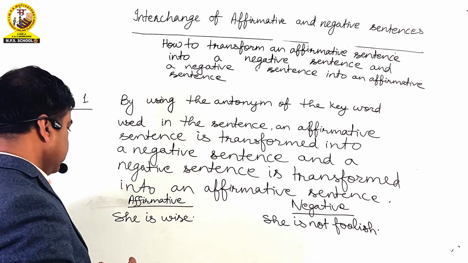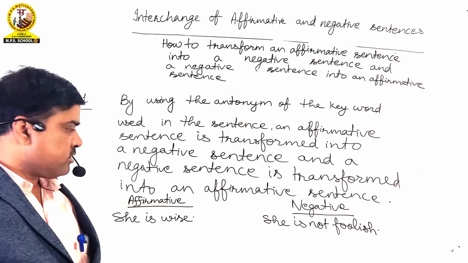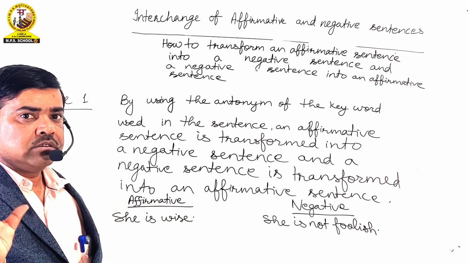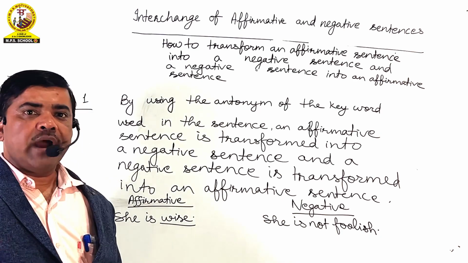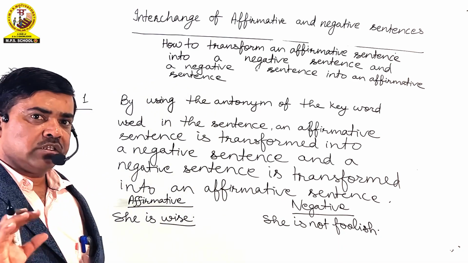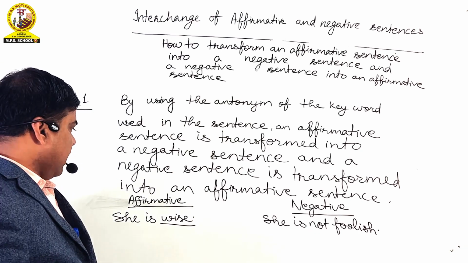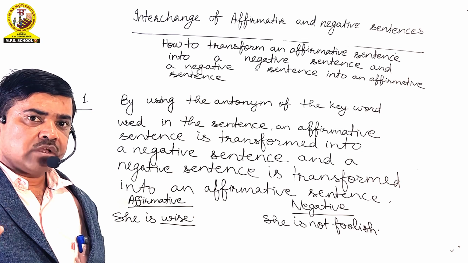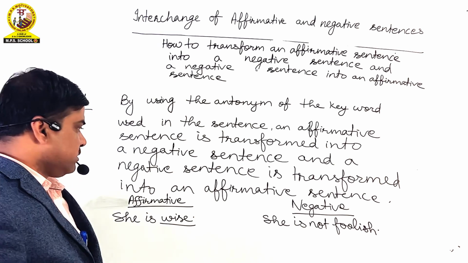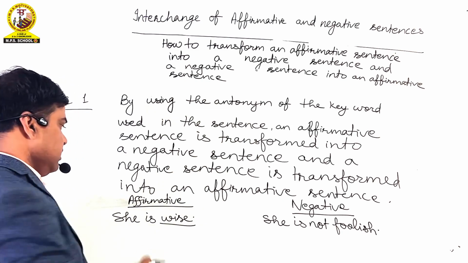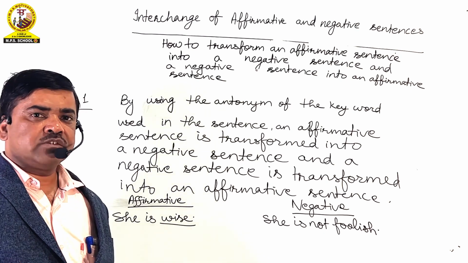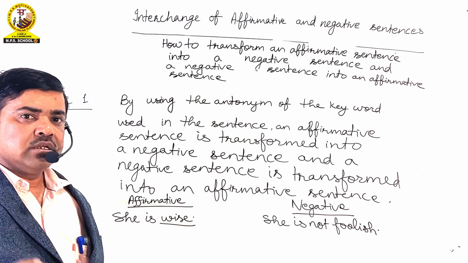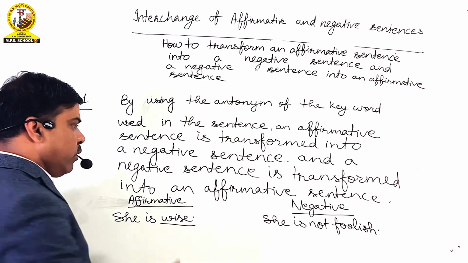For example, she is wise is an affirmative sentence and its transformation into negative has been made by using a negative word not and applying the antonym of the keyword wise, that is foolish. And so the transformed form of the affirmative sentence into its negative is she is not foolish. The meanings of both the sentences are the same, but the types of sentences are different. That has become possible by applying a negative word not and the antonym of the keyword wise, that is foolish.